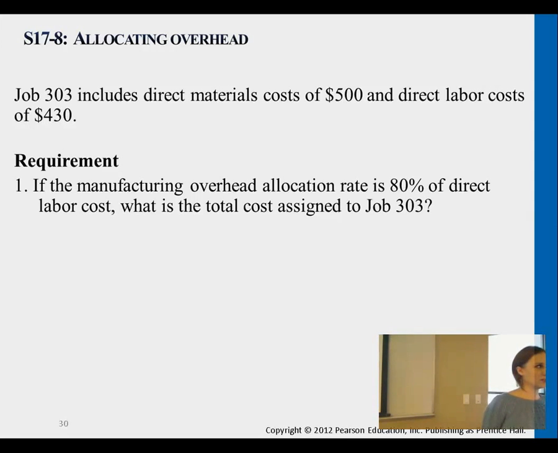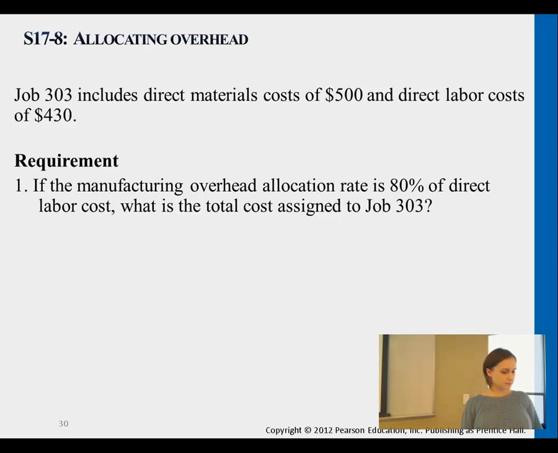It's tough to remember it a week ago, right? But I'll help you along the way. So we have job 303 that includes direct material cost of $500 and direct labor cost of $430. So let's try this. If the manufacturing overhead allocation rate is 80% of direct labor cost, what is the total cost assigned to job 303? So let's look at the allocation rate.